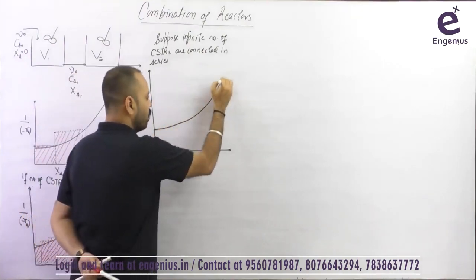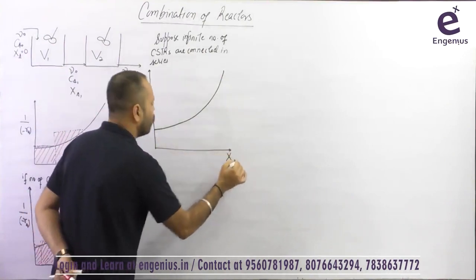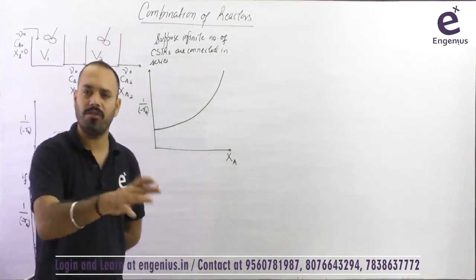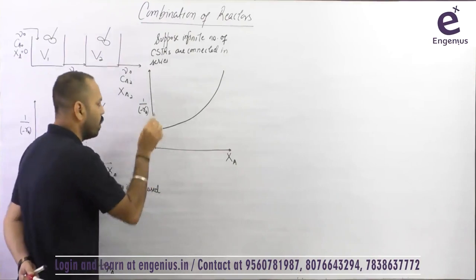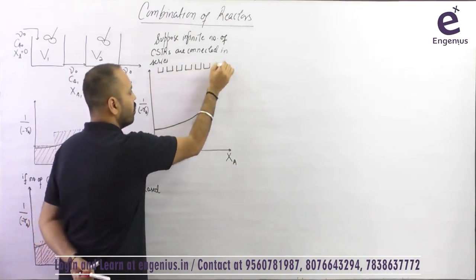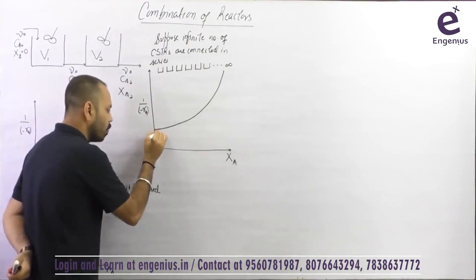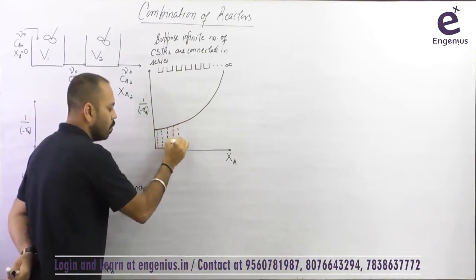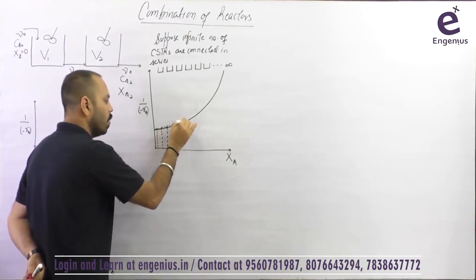So this is the graph, 1 by rate versus conversion. And what is the meaning of infinite? It means a large number of CSTRs. In practice, an infinite number of CSTRs can be reached if you have 25, 30 or 40 CSTRs connected in series. So suppose an infinite number of CSTRs are connected in series, then how are you going to represent that? Suppose it's something like this, a number of CSTRs connected in series. Then how can they be represented? The area of the rectangle will be completed like this. A number of CSTRs are there.